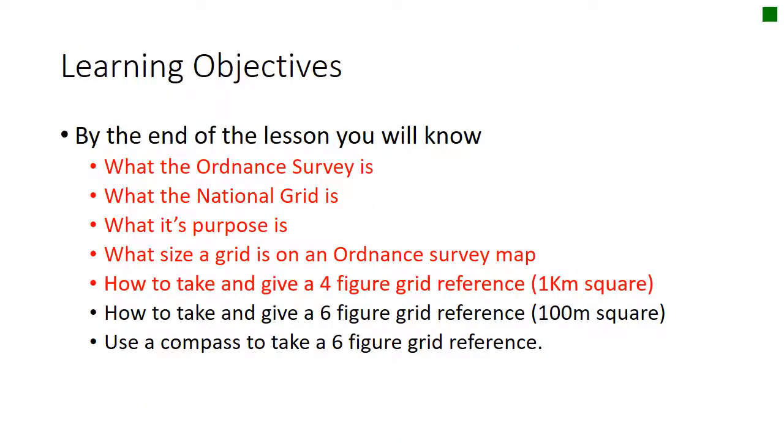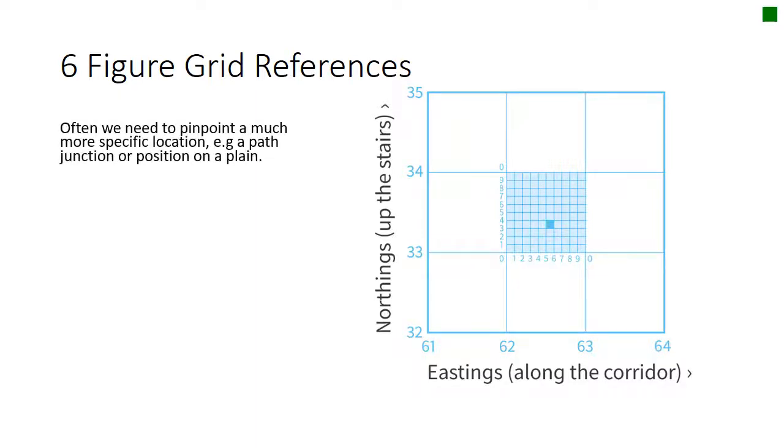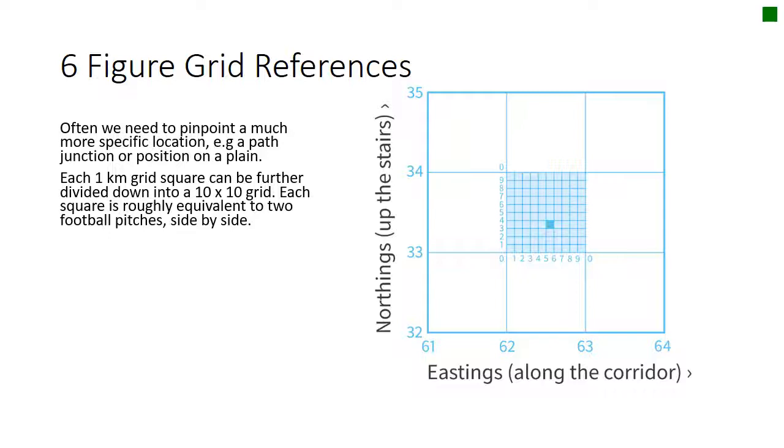So we now know how to take and give a 4-figure grid reference, giving us an area of 1 kilometre by 1 kilometre squares. Now we're going to look at an even more detailed, more accurate grid reference, the 6-figure grid reference. So all we're going to do is break the northings and eastings down even further. This would be used, as it says there, to pick a more specific location, a specific path junction within that square. So we do an imaginary grid now. We break the eastings and northings down into imaginary 10 by 10 squares. You won't see those on the map, but that's an imaginary one there. This will give us an area of 100 by 100 metres, which is roughly the equivalent to 2 football pitches lying side by side.